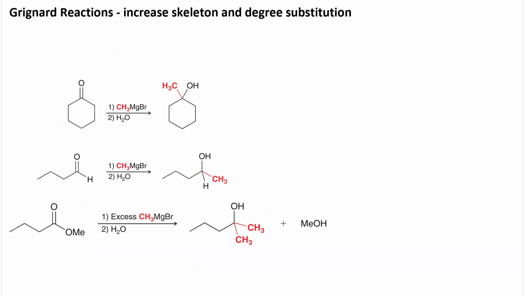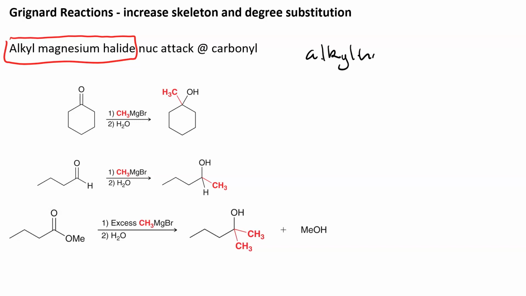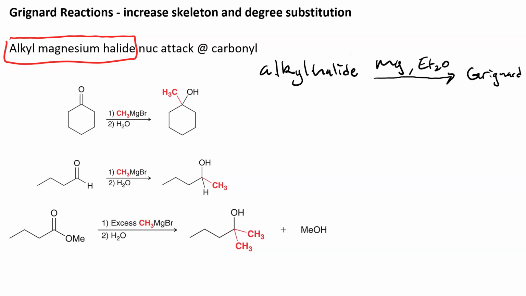And let's just quickly review the mechanics of a Grignard reaction. Don't forget, our Grignard reagents take the form of alkyl magnesium halides, like methyl magnesium bromide, CH3MgBr. To make a Grignard reagent, you just take an alkyl halide and you react it with magnesium in diethyl ether. And that makes our Grignard reagent.